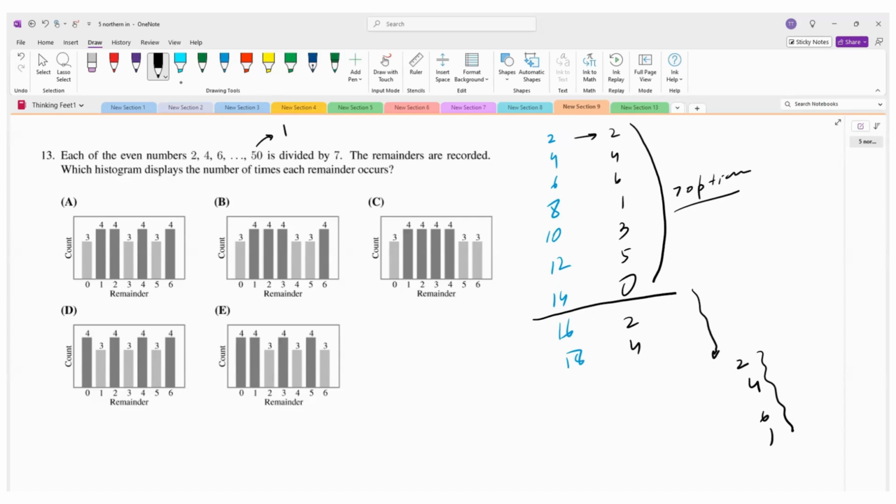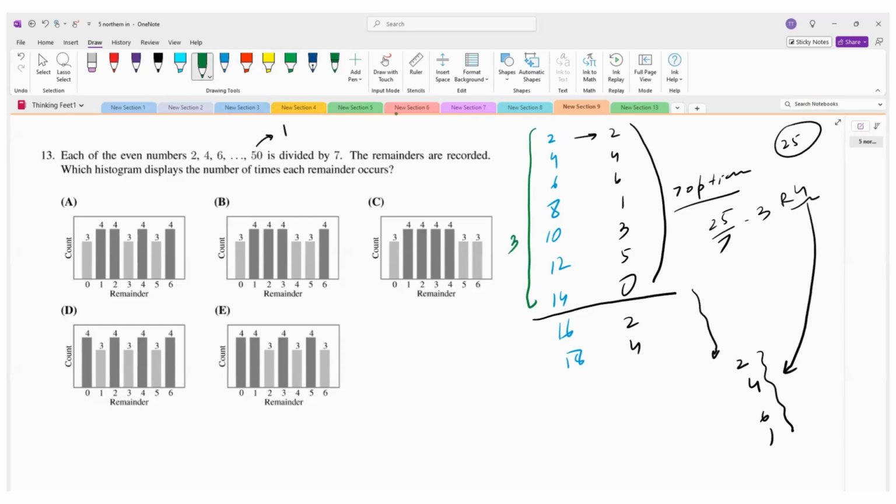There's a couple of ways we can do this. I ask, how many numbers do I have from 2 to 50? It is 25 numbers. So you divide 25 by 7. You get 3 and remainder 4. So these remainder 4 are essentially these. That means this pattern gets repeated 3 times, and then I have these additional ones, which means if I look at my remainders 2, 4, 6, and 1, I should be getting 4 each.